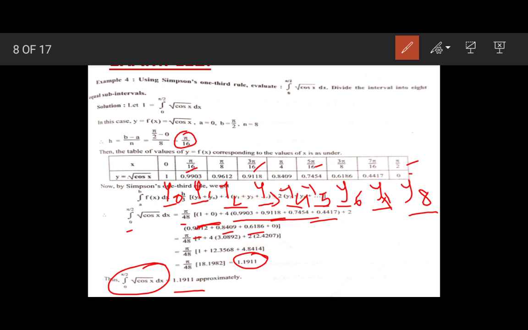1.1911 approximately. Okay, so that is the application of numerical integration. By definite integral concept we can't integrate this root of cos x. There is no formula to integrate root of cos x. But by using the Simpson's 1/3 rule or trapezoidal rule or next rule Simpson's 3/8 rule, we can approximate the answer. We get approximately the correct answer, not exact answer but approximate answer.